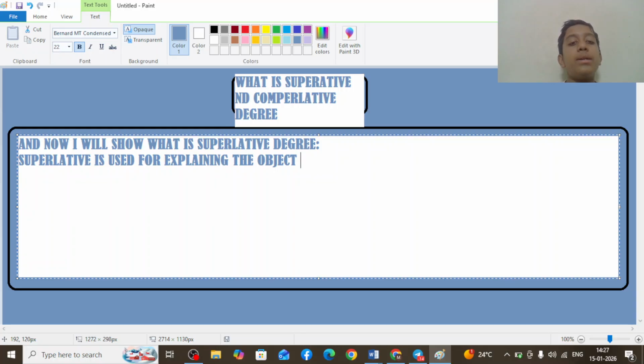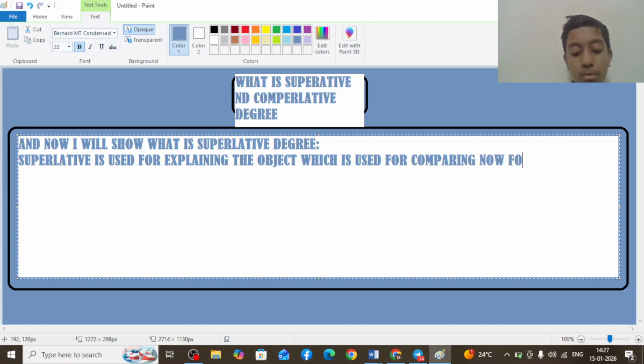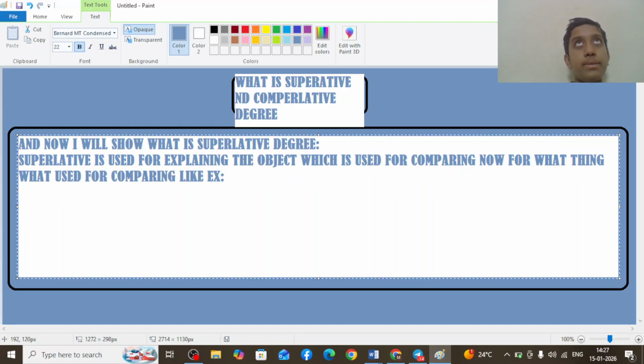Comparative degree means which is used for comparing. Now for what things is it used for comparing? Like, for example, in the previous class, the science class, I guess, yes, science class, we were talking about a key difference table.